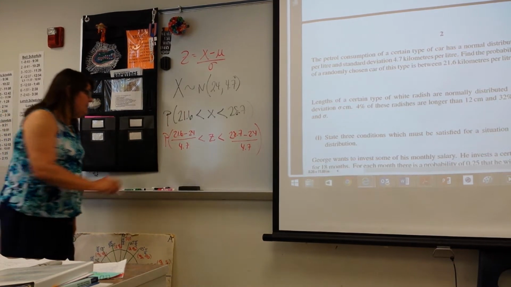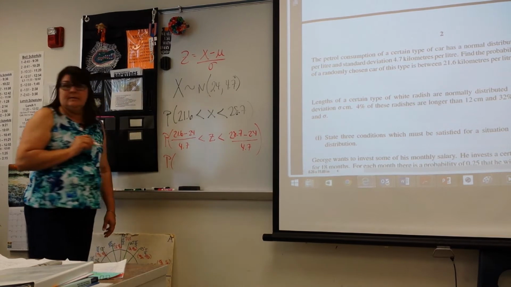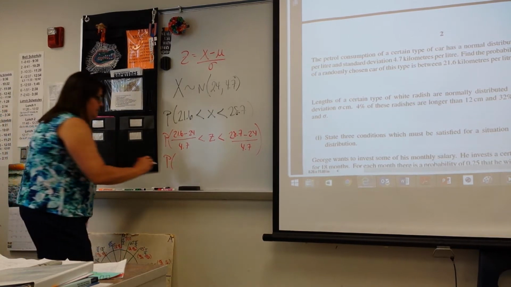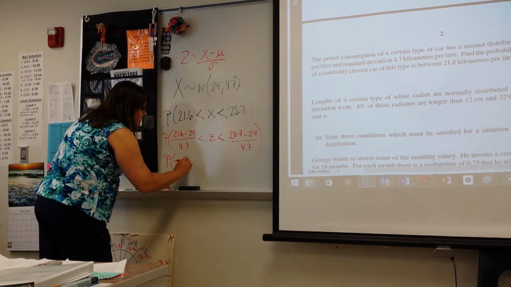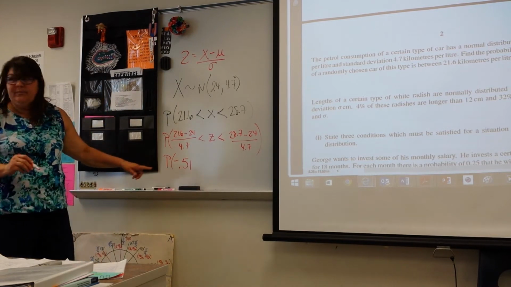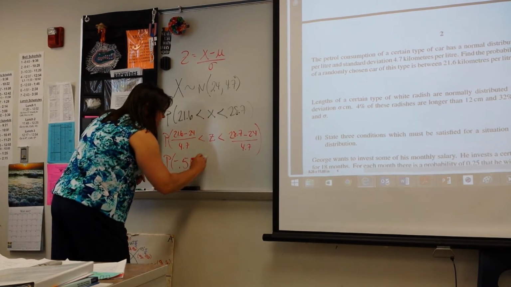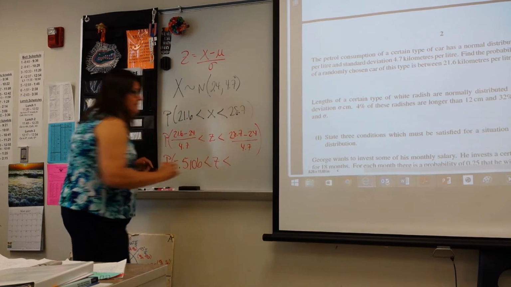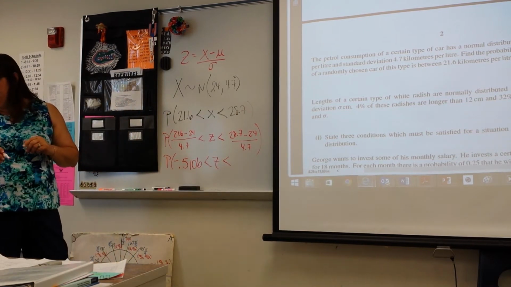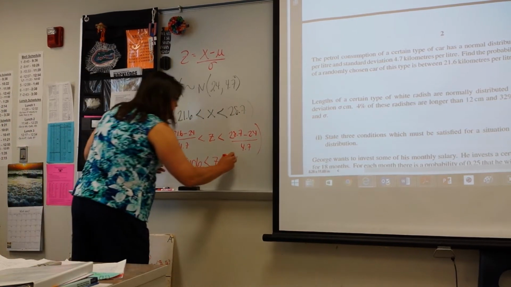Okay, so tell me what you get here. Negative 0.51 and then 1.0. Give me 4 decimals out: negative 0.5106 is less than z is, and then what's the other one? 1, just plain 1.